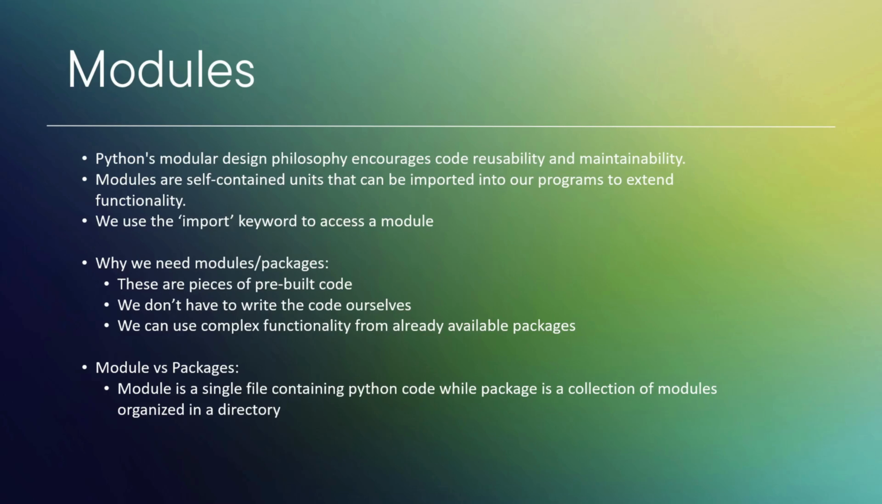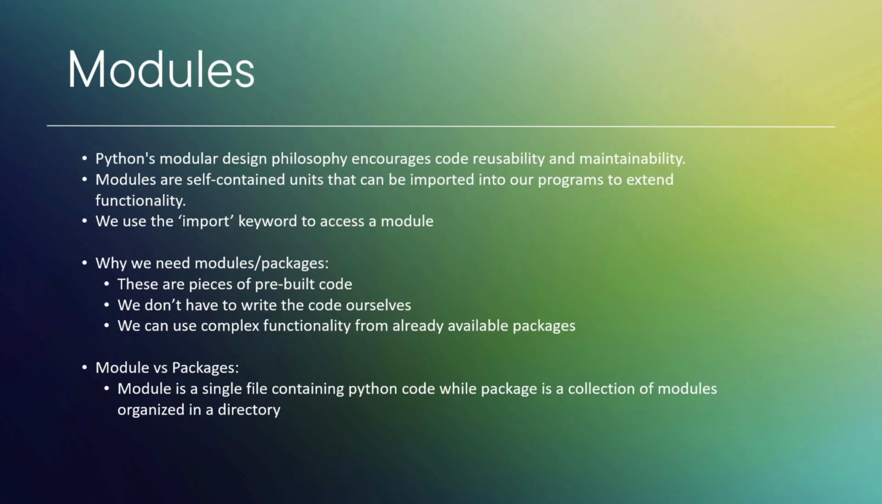Now, there are two terminologies that we have: module and package. These are sometimes used interchangeably, but they have slightly different meanings, and we need to understand that. A module is a single Python file that has code we can use in another program, while a package is a collection of modules. There could be 5 or 6 modules, and together they make one complete package.